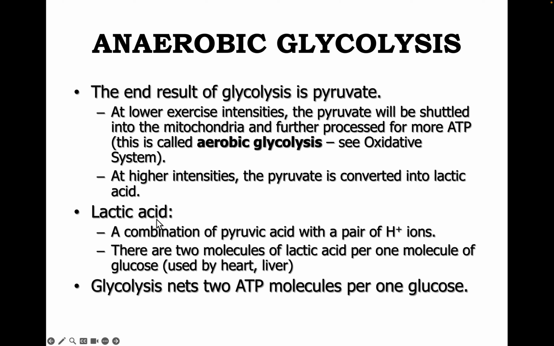Lactic acid is a combination of pyruvic acid with a pair of hydrogen ions. So essentially, take pyruvic acid and you've got two hydrogen ions with them. There are two molecules of lactic acid per one molecule of glucose. And again, that would make sense because we get two pyruvate molecules at the end of glycolysis. We would get two lactic acid molecules per one molecule of glucose during very intense exercise.